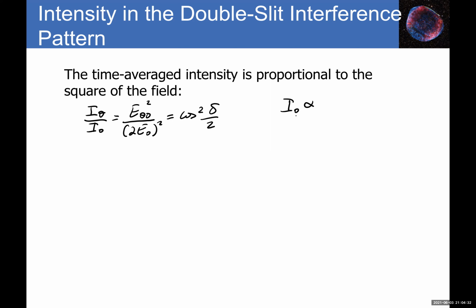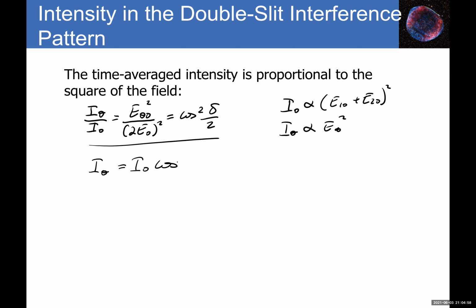Again, this is because intensity is proportional to the electric field squared. That means I naught is proportional to E1 naught plus E2 naught, squared, and I theta is proportional to E theta squared. All right, so rewriting this equation, I can say I theta is equal to I naught cosine squared delta over 2.